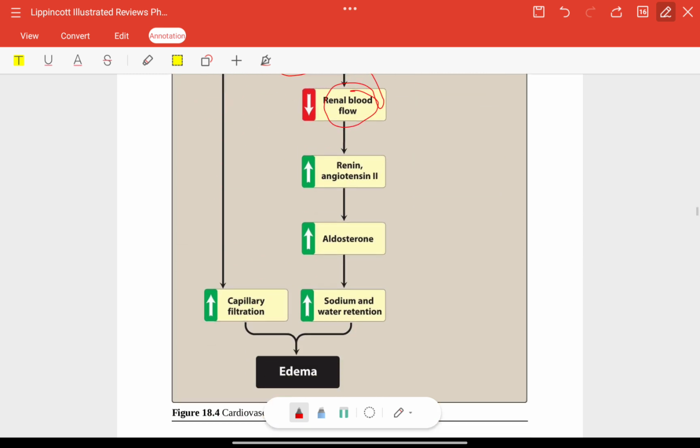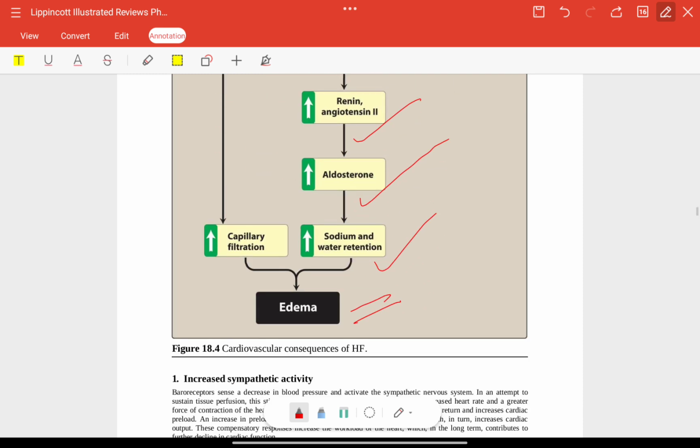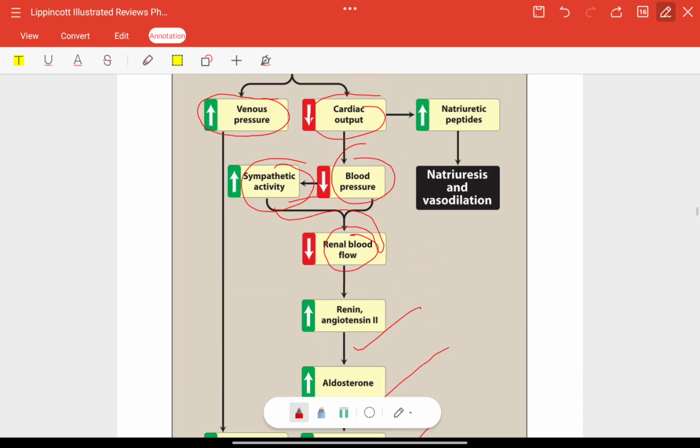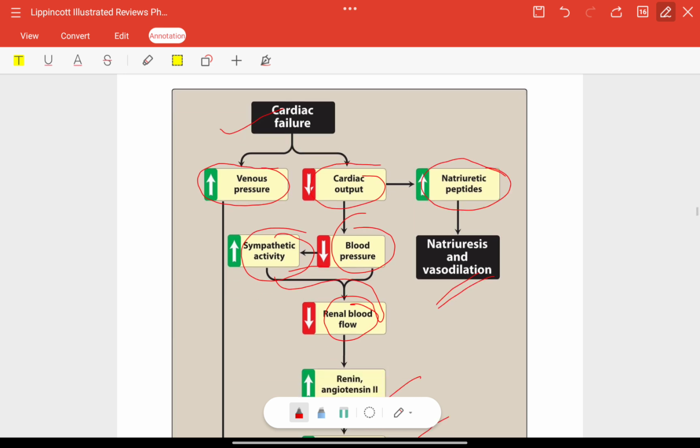The renin-angiotensin system will be activated, with an increase in angiotensin 2, an increase in aldosterone, and an increase in sodium and water retention, which will cause edema. And when venous pressure is increased, capillary filtration is increased, causing edema. A decrease in cardiac output will cause natriuretic peptides to increase, leading to natriuresis and vasodilation.